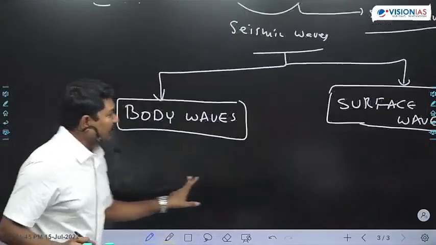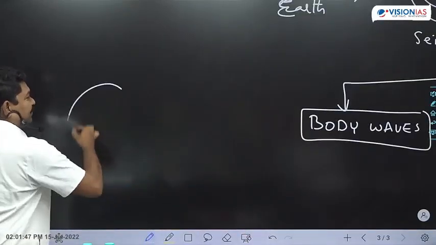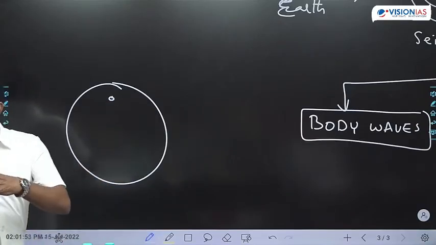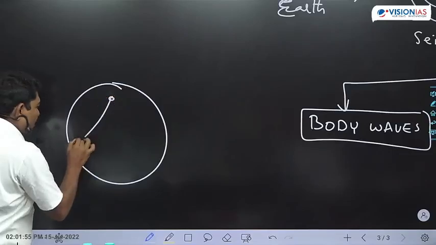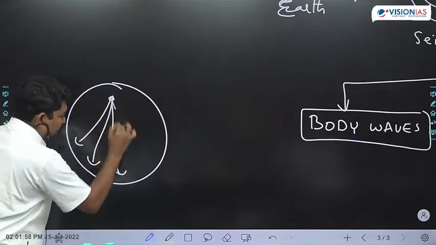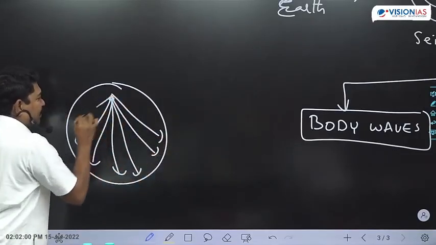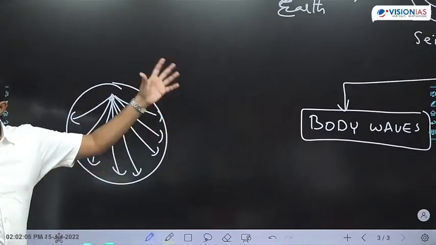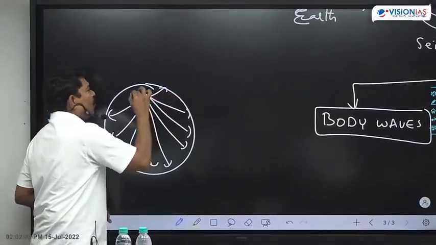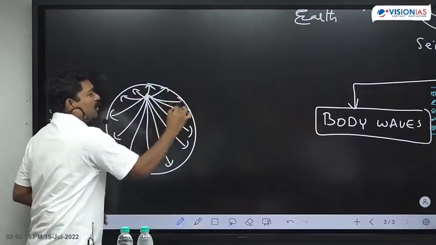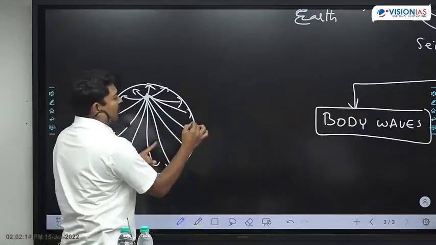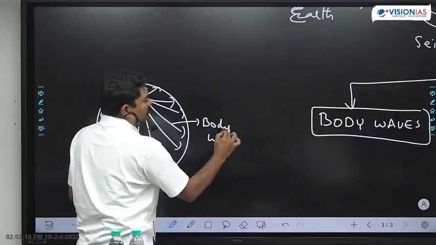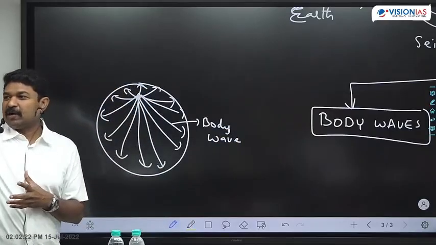Meaning what? If I keep this one aside, this is the Earth. This is the focus where the rock got broken and has released the strain energy. Now, the waves are going through the body of the Earth like this. All the waves that have taken birth from one point called the focus are moving out through the body of the Earth. These waves are called the body waves. What is the literal meaning of the body wave? The wave that is passing through the body of the Earth is called a body wave.